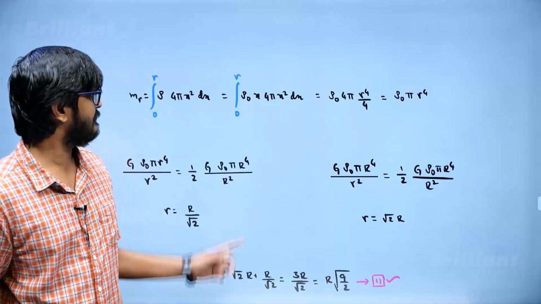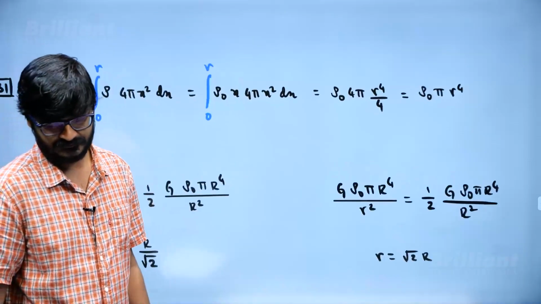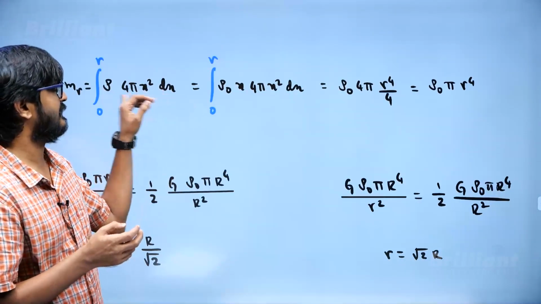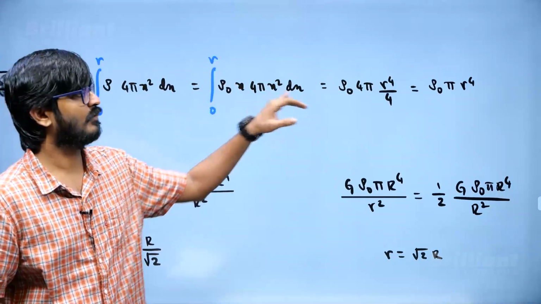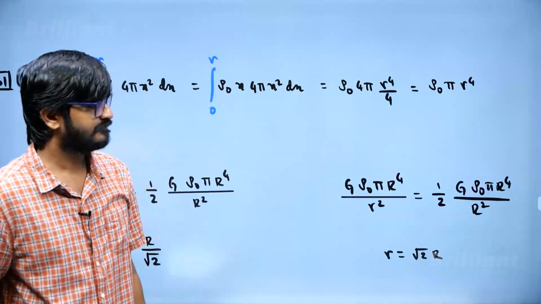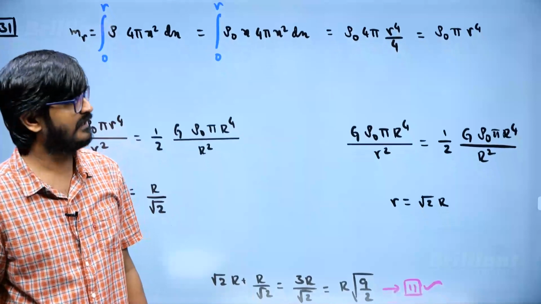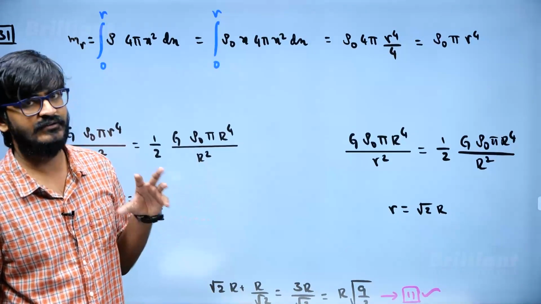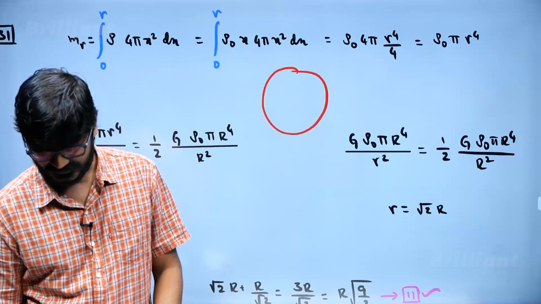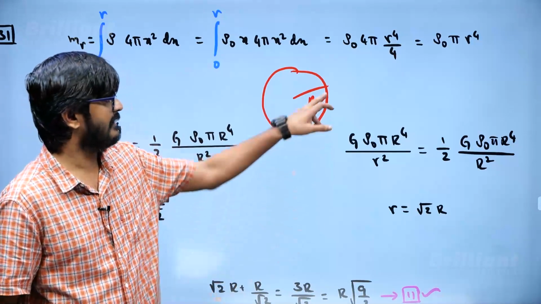I found mass as a function of radius. So I have taken one spherical element and I found the mass of that spherical element, and I integrated from 0 to r. I got mass as this much, that is mass inside radius small r. So if I want to find the field of the maximum value, okay, how it looks, okay, let me draw the figure. So let me say this is radius r. Now maximum value will happen here.